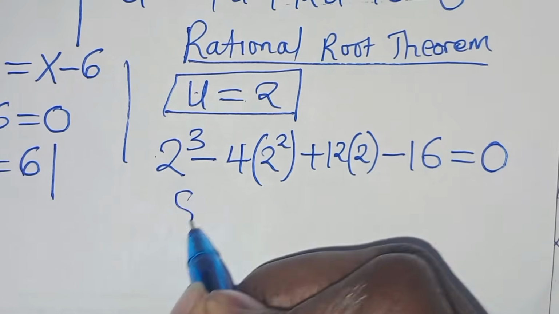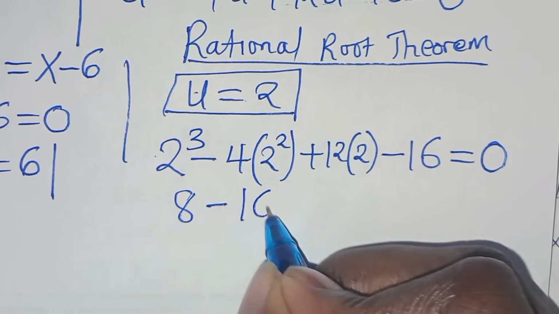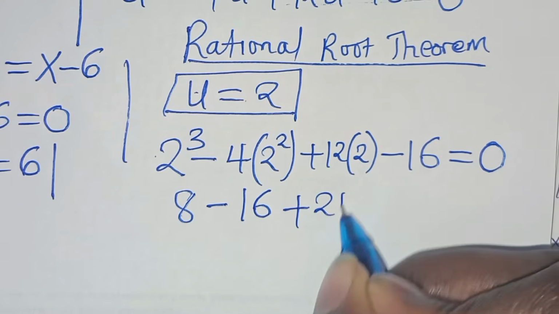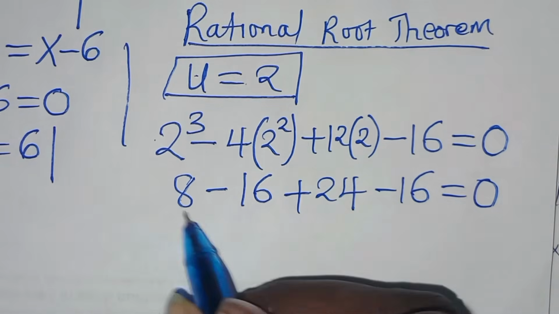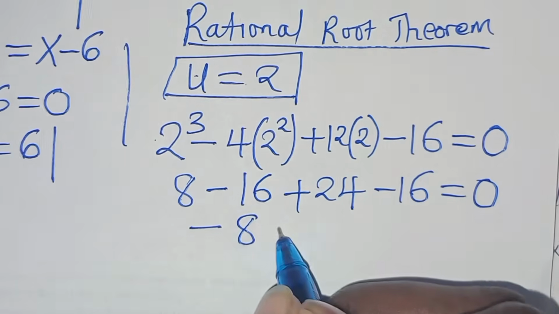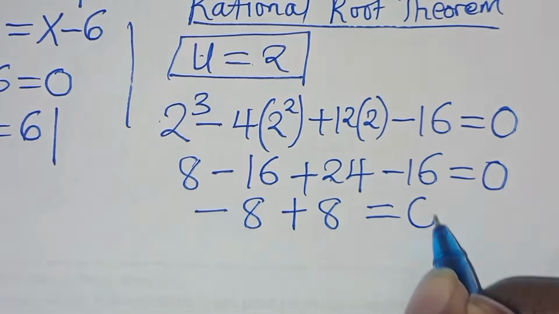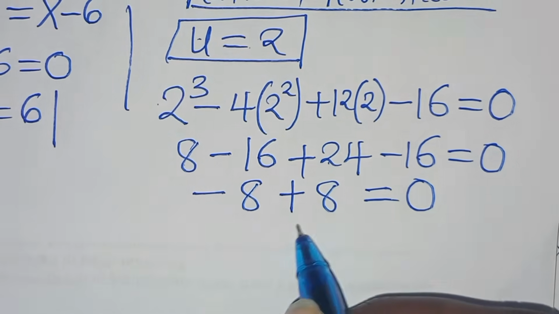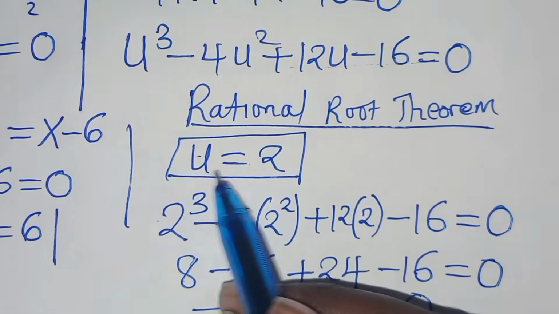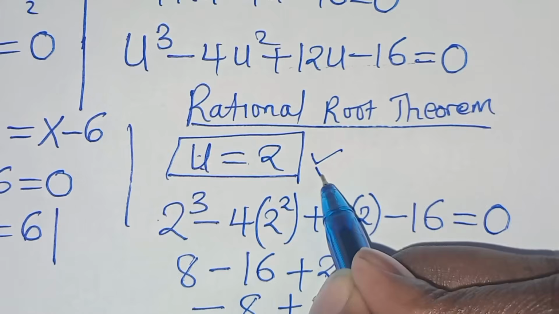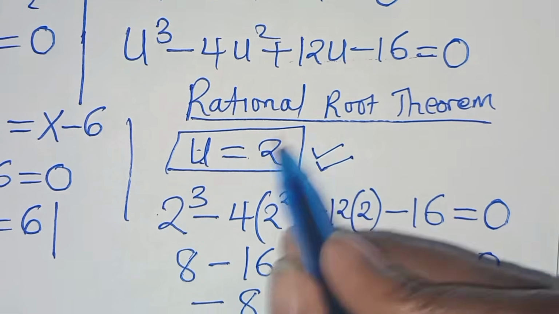So 2 to the power 3, this is 8, minus, now 2 to the power 2, this is 4. 4 times 4, this is 16. Then plus 12 times 2, this is 24, minus 16. 8 minus 16, this is minus 8, plus 24 minus 16, this is 8. Minus 8 plus 8, this is equal to 0. This implies that u equal to 2 satisfies the equation. Now, this means that u equal to 2 is one of the solutions.